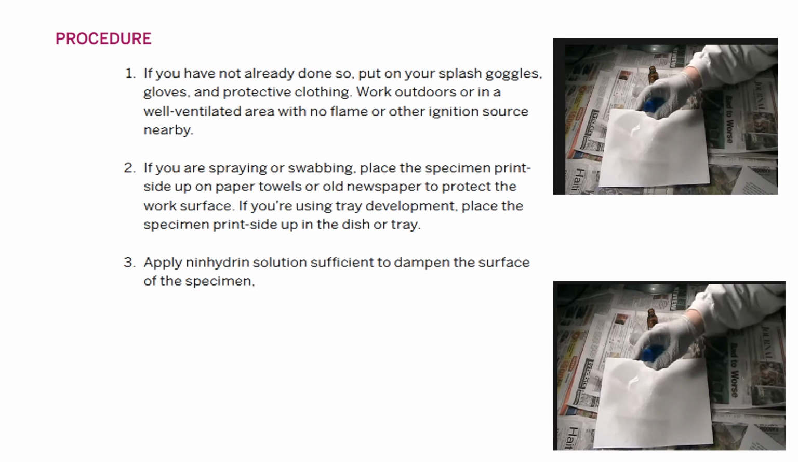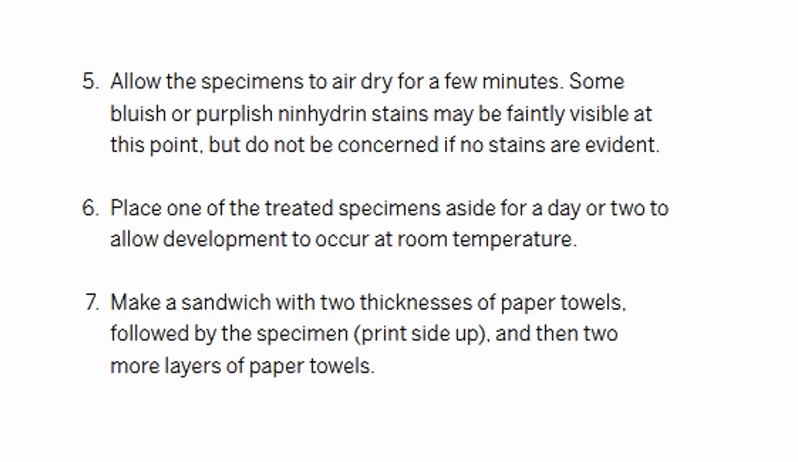If you are spraying or swabbing, place the specimen print side up on paper towel or old newspaper to protect the work surface. If you are using the tray development method, place the specimen print side up on a dish or tray. Now apply ninhydrin solution to dampen the surface, simply to wet the surface of the specimen. Allow the specimen to dry for a few minutes. Some bluish or purplish ninhydrin stains may be faintly visible at this point, but do not be concerned if no stains are evident.